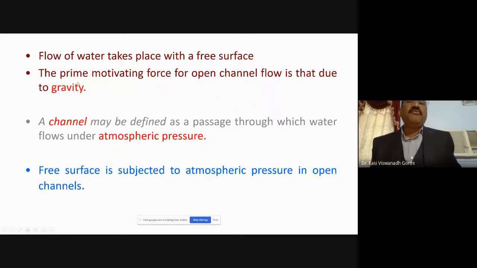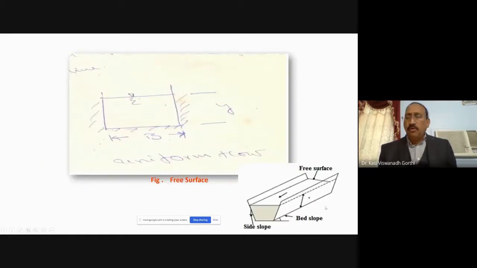So, flow of water takes place with a free surface, and the prime motivating force for this open channel flow is that due to gravity. By the action of gravity, the water flows. How is this water flowing? By providing a longitudinal slope, bed slope to the canal in the flow direction, the water flows.